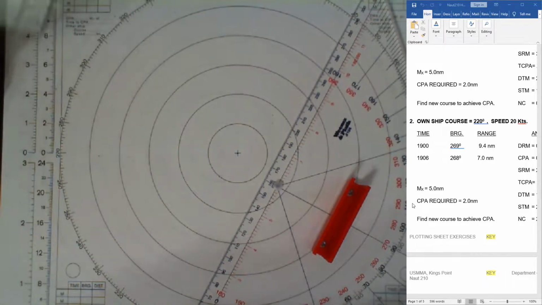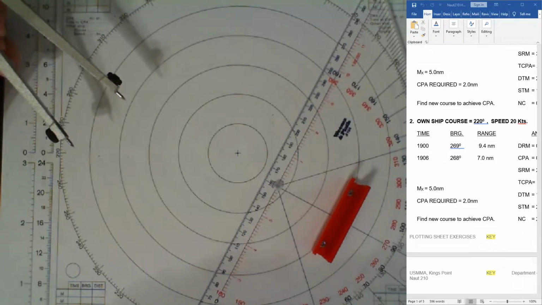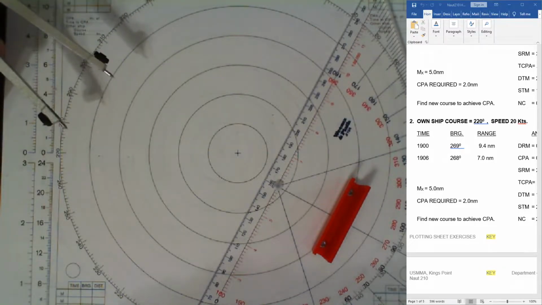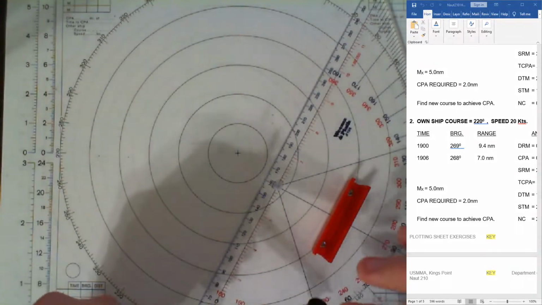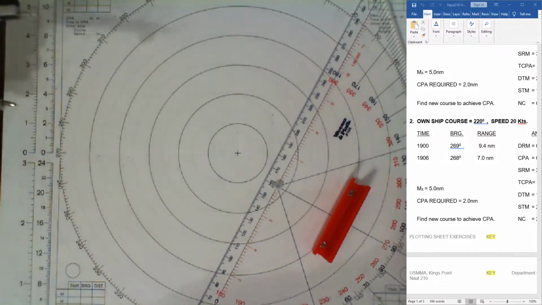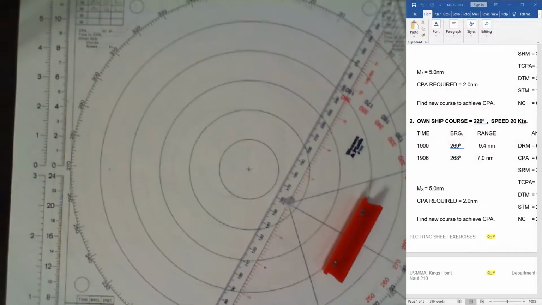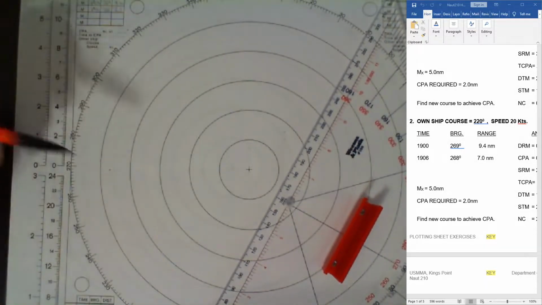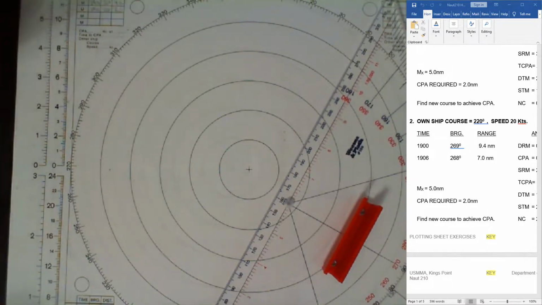Alright, now that I got all that information out of the way, let's get right into it. The first thing we are solving for is DRM. But we need to do a couple things before we get that. DRM stands for direction of relative motion. And we need to do three things, which is find R00, R06, and our own ship's course line.